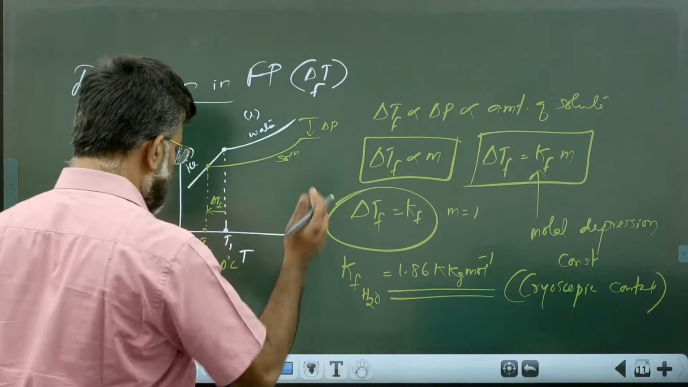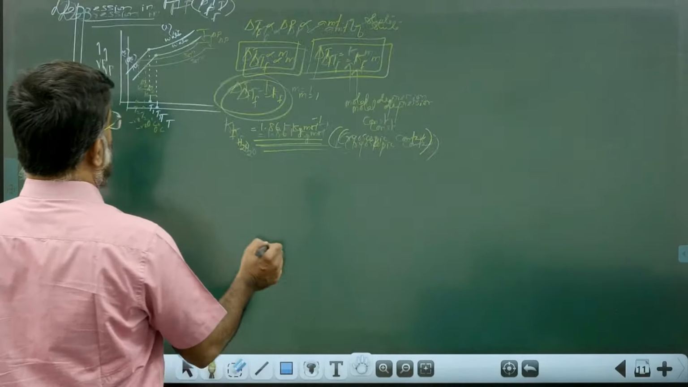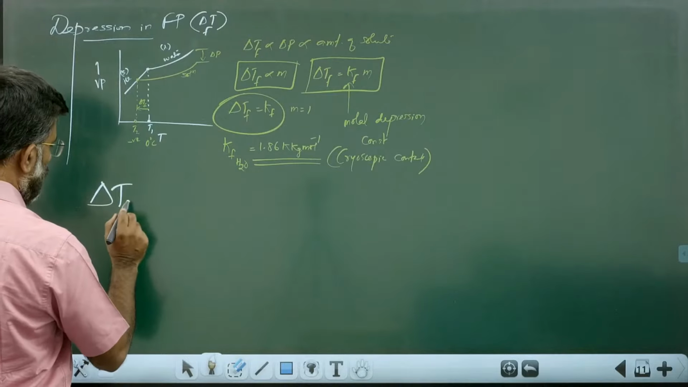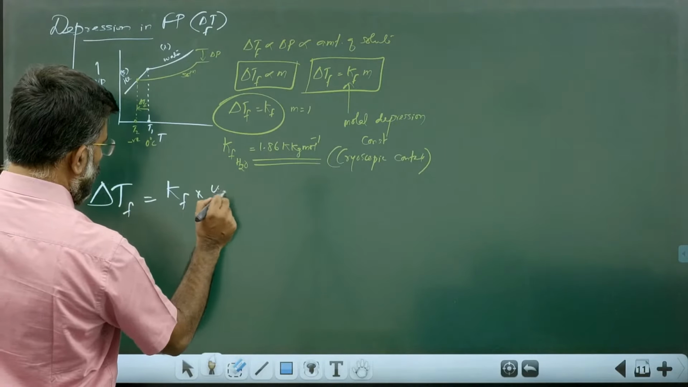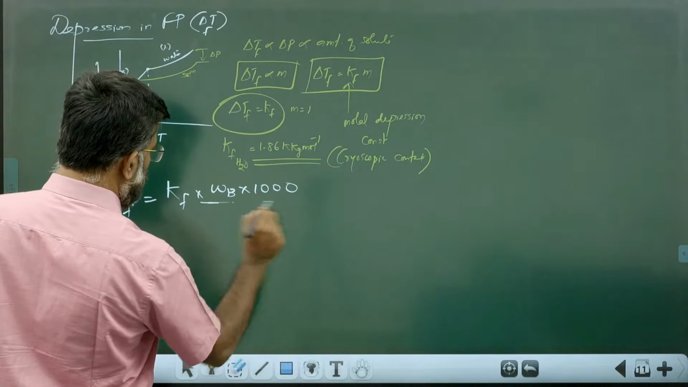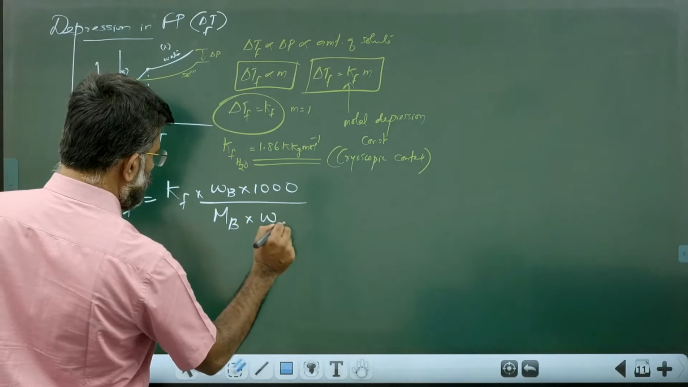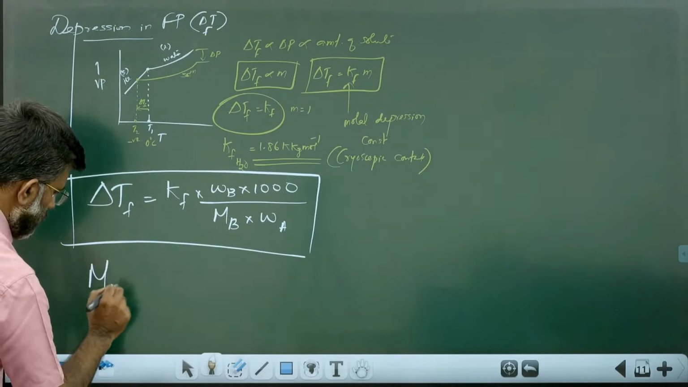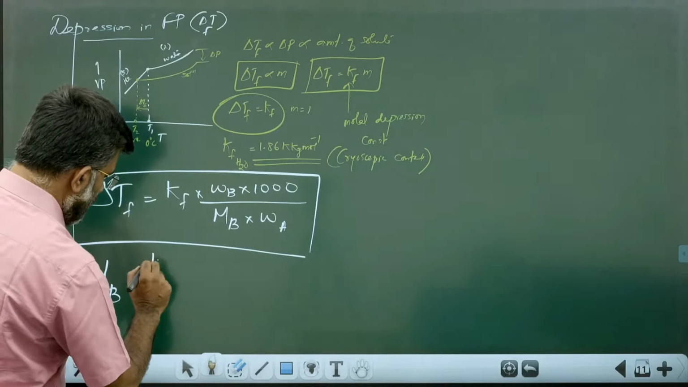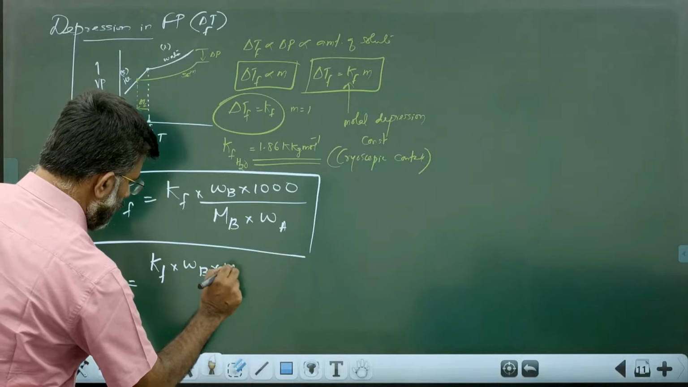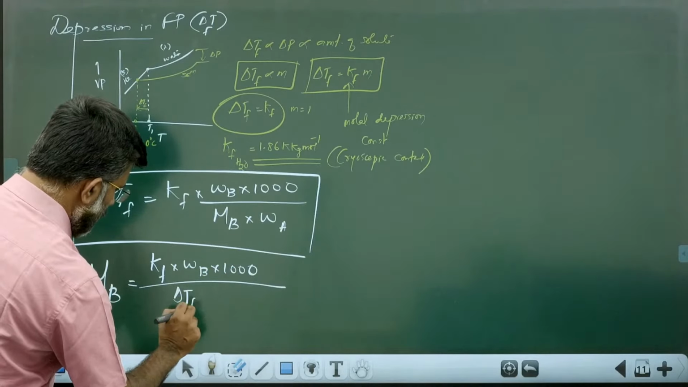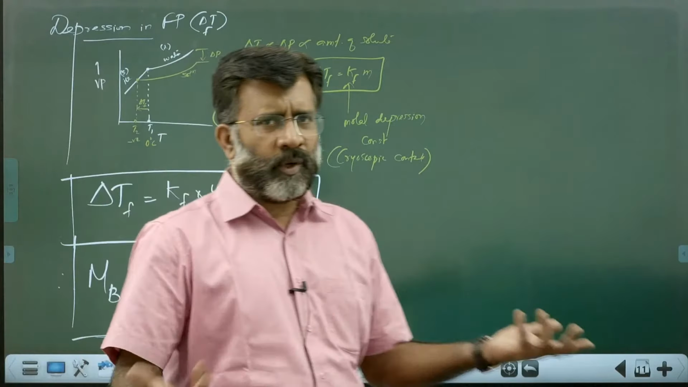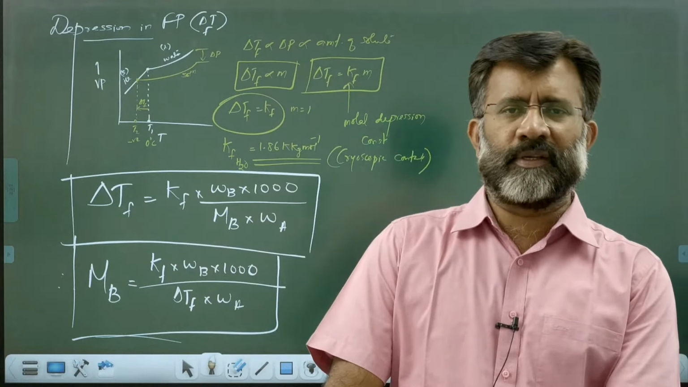Once again, this can be used for finding the molecular mass of an unknown solute. How is that possible? The same way, ditto. Delta TF is equal to Kf into weight of solute into 1000 divided by molar mass of solute into weight of solvent, from which you can find the molar mass. Molar mass is equal to Kf into weight of solute into 1000 divided by delta TF into weight of solvent in gram. Ditto explanation, the way we have seen in the previous case.